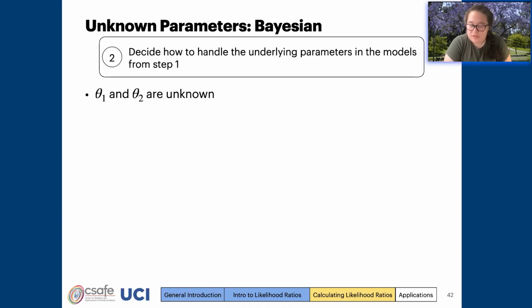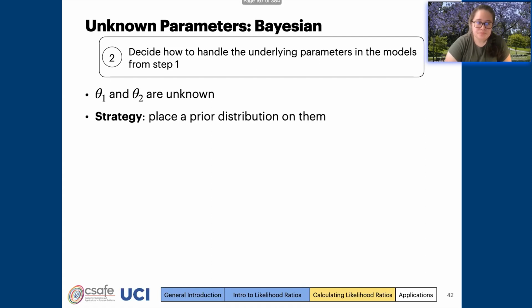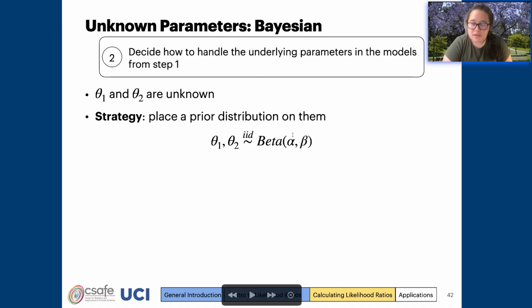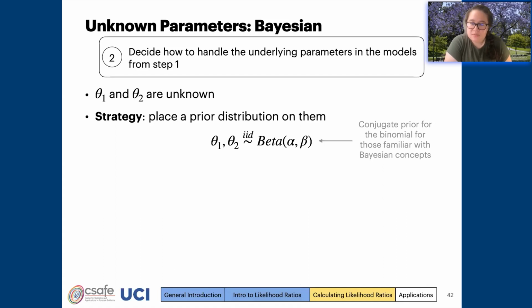So again, theta 1 and theta 2 are unknown. But our strategy now is going to be to put a prior distribution on them. Specifically, we'll put a beta distribution on the 2 parameters. Keep in mind that the beta distribution has 2 parameters that we need to specify. We'll call them alpha and beta. For those more familiar with Bayesian concepts, this is the conjugate prior for the binomial likelihood. We could specify different distributions for theta 1 and theta 2, but for simplicity here, we'll have them both come from the same beta distribution.